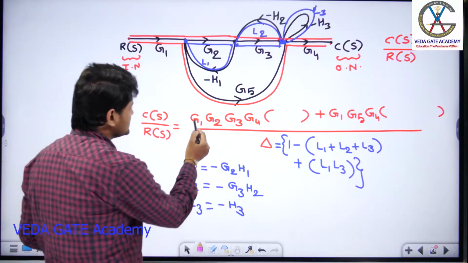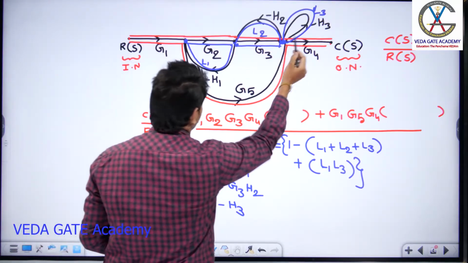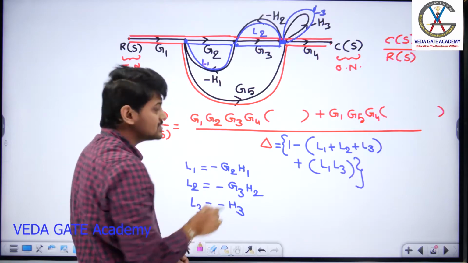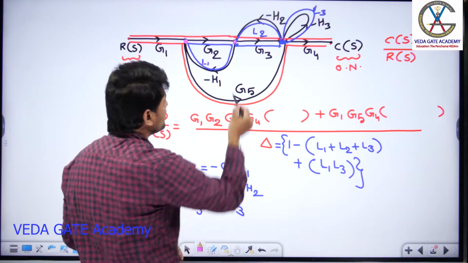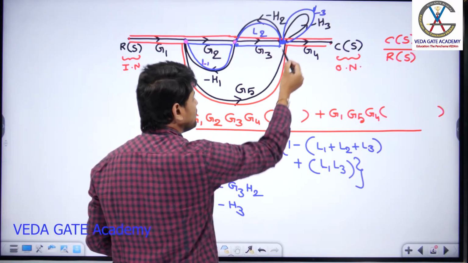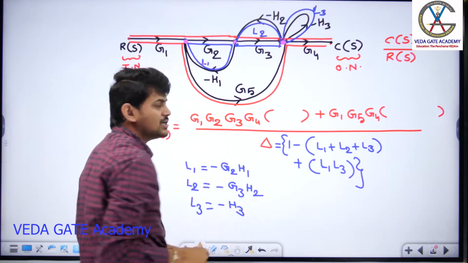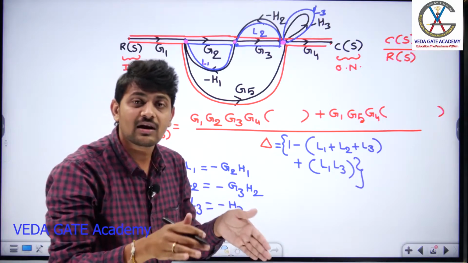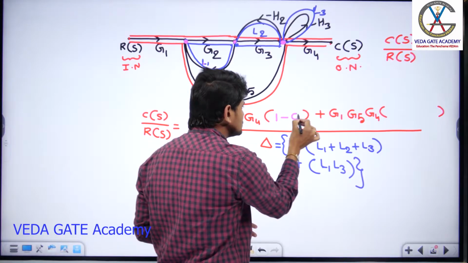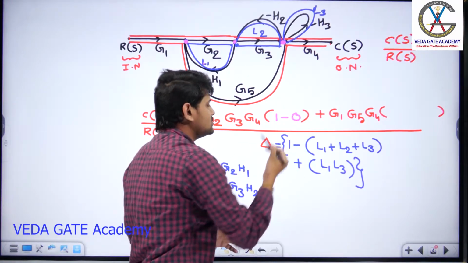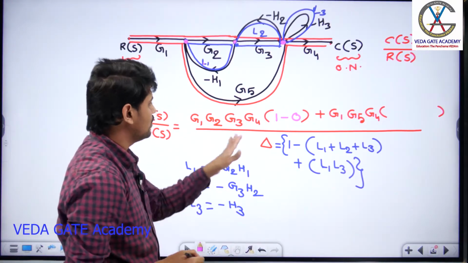Suppose you are considering this first forward path. Can I say loop L1 is touching? Yes, because it is touching at this point over the entire period here. What about loop L2? Even loop L2 is also touching. What about loop L3? Loop L3 is also touching here. So there are no loops which are not touching the first forward path. So since there are no loops, delta 1 becomes 1 minus 0. This is delta 1.